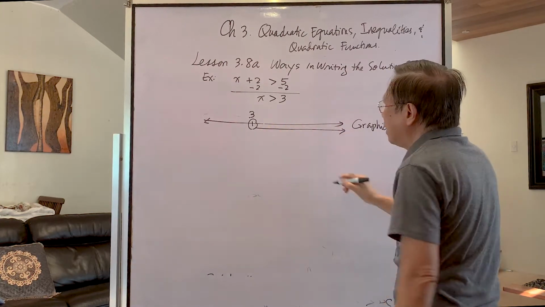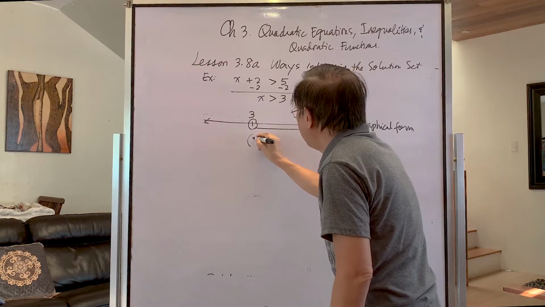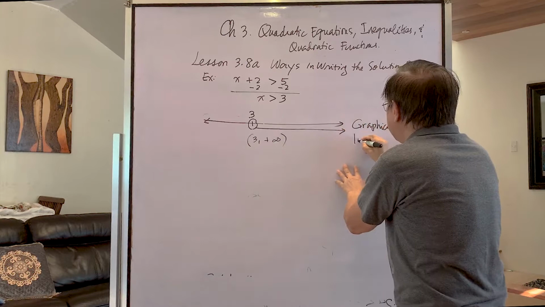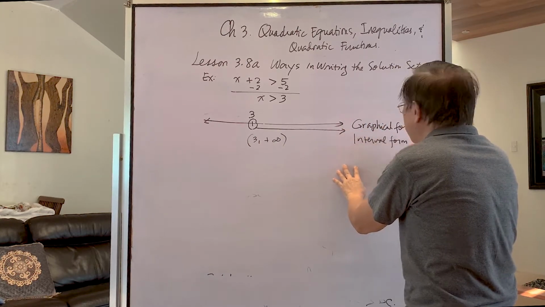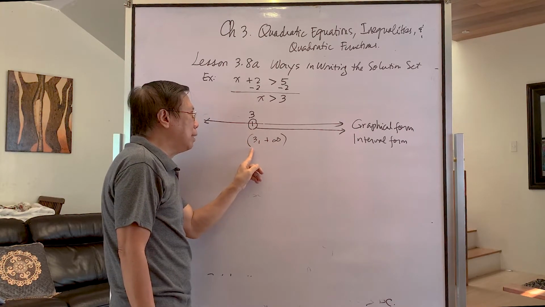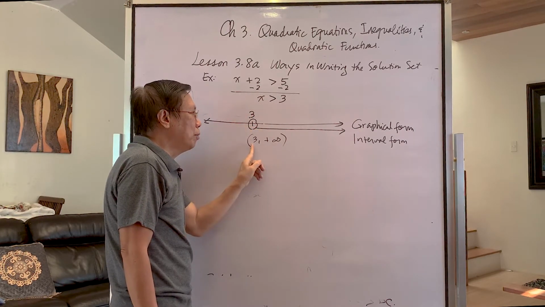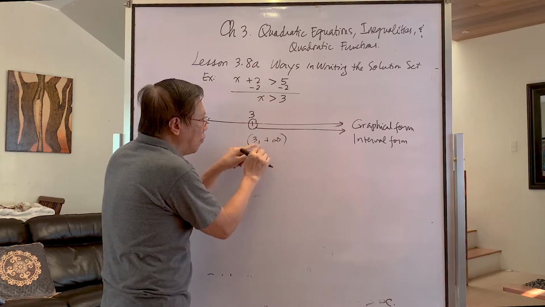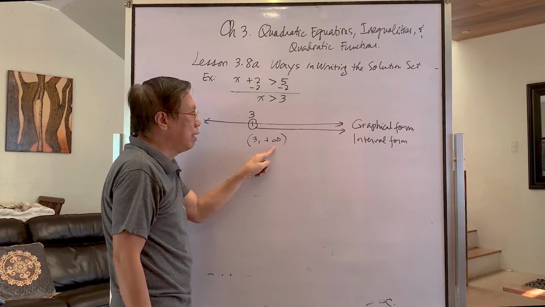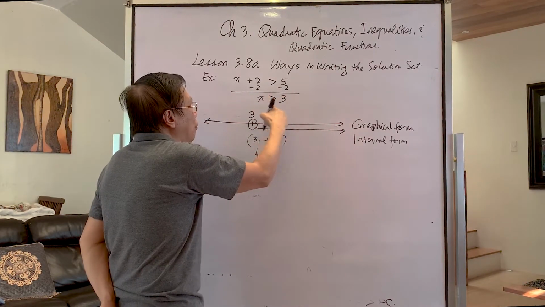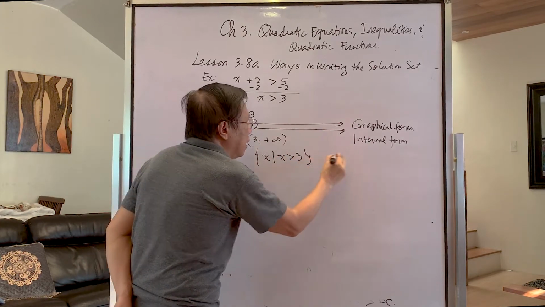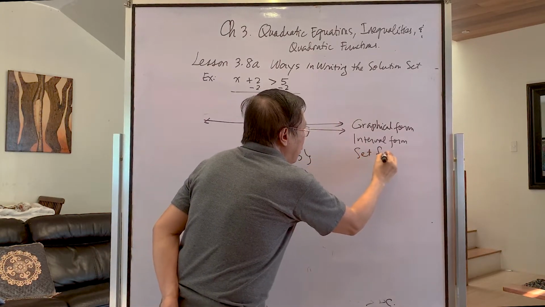And I will write it in the next form, from 3 up to positive infinity. This is what I term interval form. Notice this open parenthesis here means that it doesn't include 3 in the solution. So this is an interval from after 3 going to positive infinity. I can write this more formally as {x | x > 3}. This will be my set form.